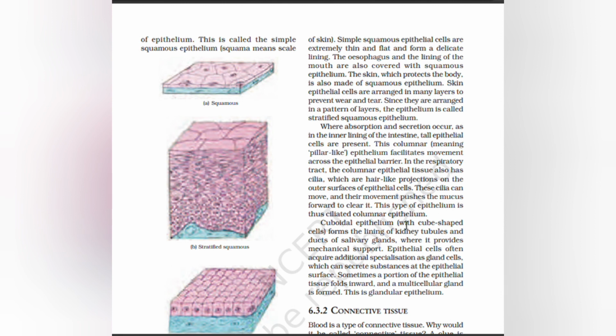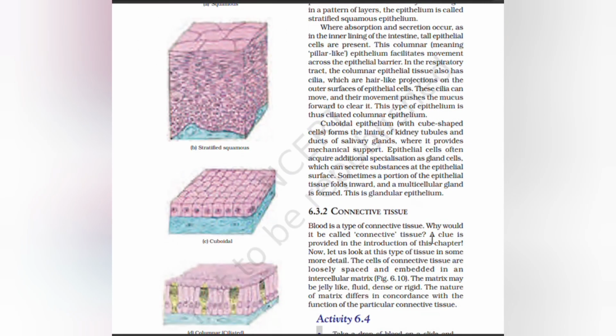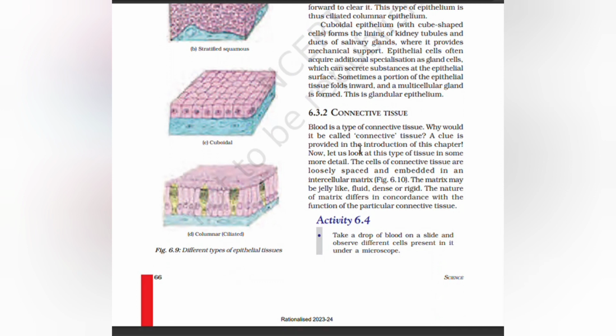Cuboidal epithelium, with cube-shaped cells, forms the lining of kidney tubules and ducts of salivary glands, where it provides mechanical support. Epithelial cells often acquire additional specialization as gland cells, which can secrete substances at the epithelial surface. Sometimes a portion of the epithelial tissue folds inward and a multicellular gland is formed. This is glandular epithelium.